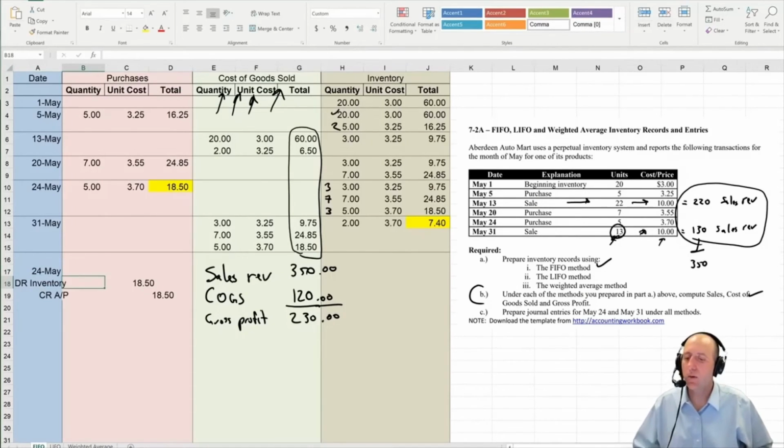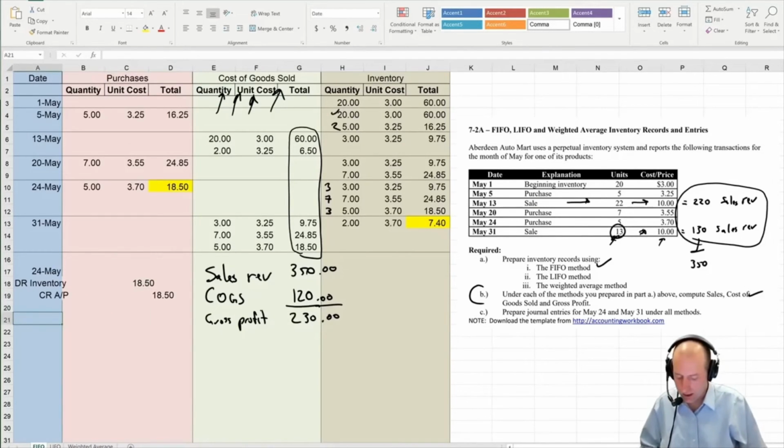Now, in some theoretical world, if I was asked to do it for May 20th, I would just put in the amount $24.85, right? And it would be the same entry, just a different amount. And if I was asked for May 5th, debit inventory, credit AP, or credit cash, $16.25.